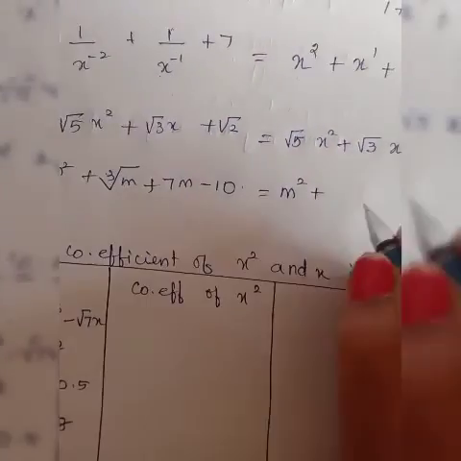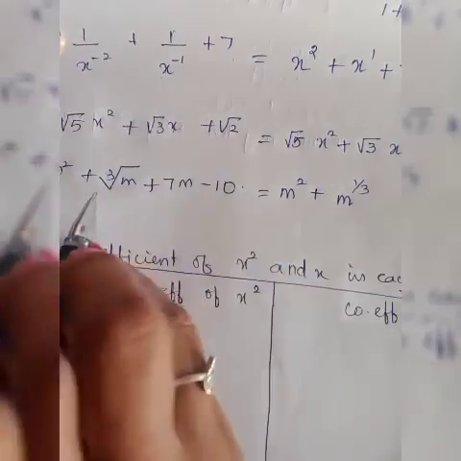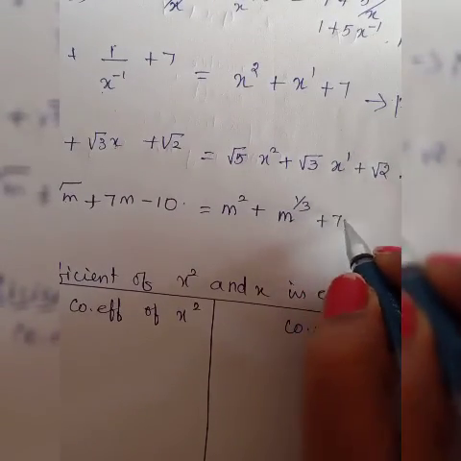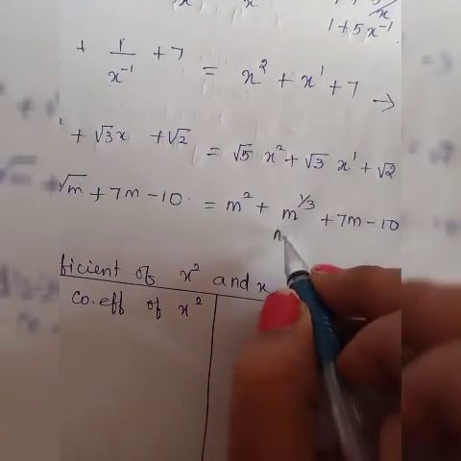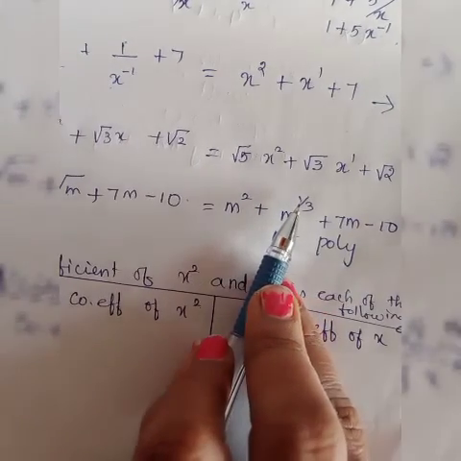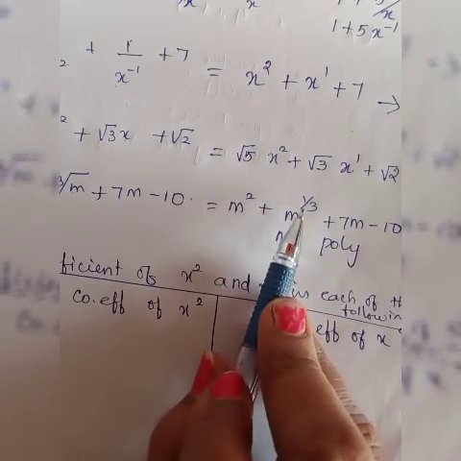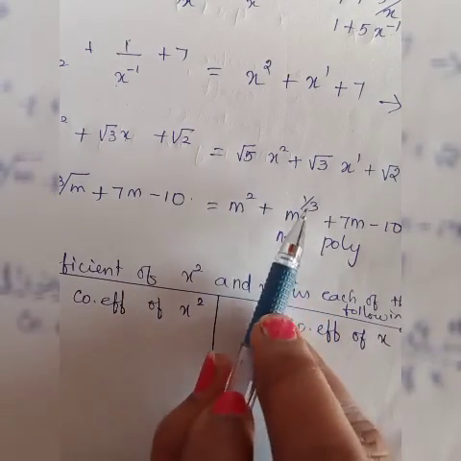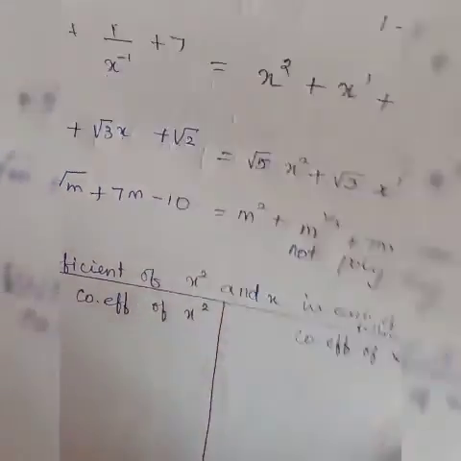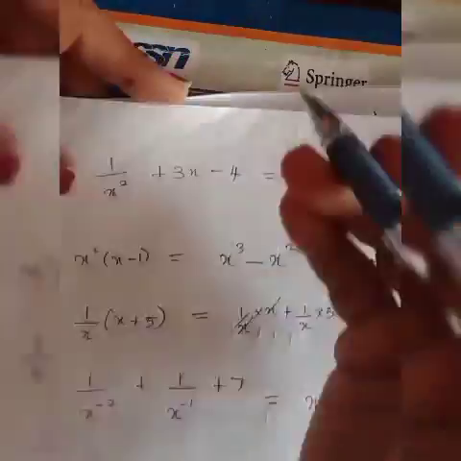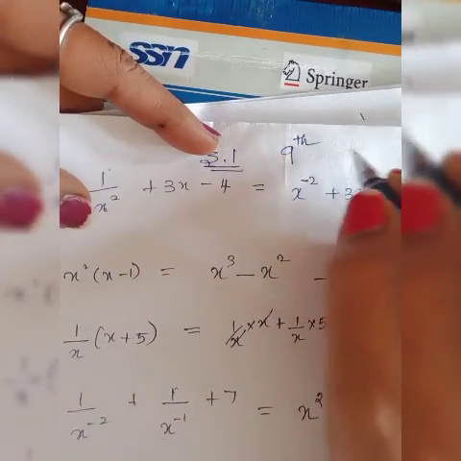Now we have m power 2 plus cube root of m, that is m to the power 1 by 3. Cube root can be written as m to the power 1 by 3, plus 7 power m minus 10, which is not a polynomial. Why? Because we have a fraction in the power. For a polynomial, the exponent should be a non-negative integer. Here this is a fraction, not an integer. Okay, so these are all the examples. These are the problems coming under exercise 3.1, 9th standard Samacheer board, state board.